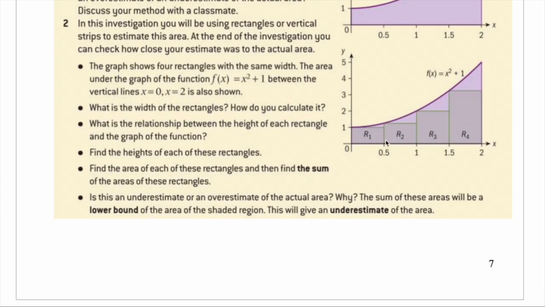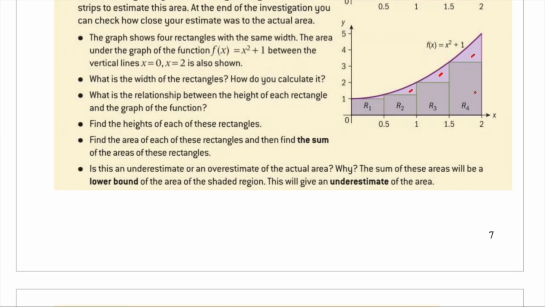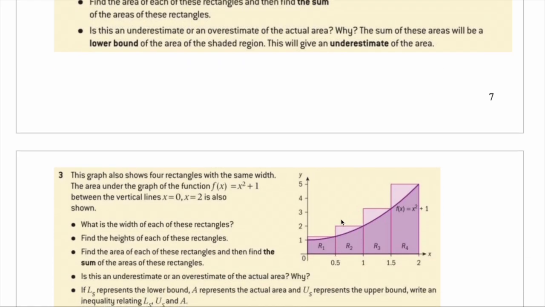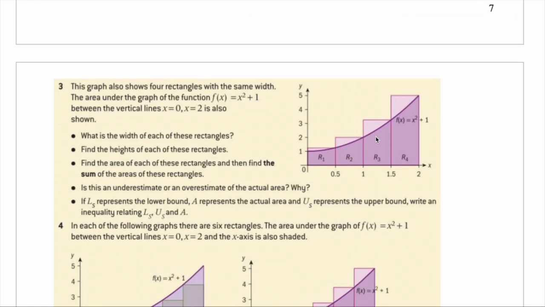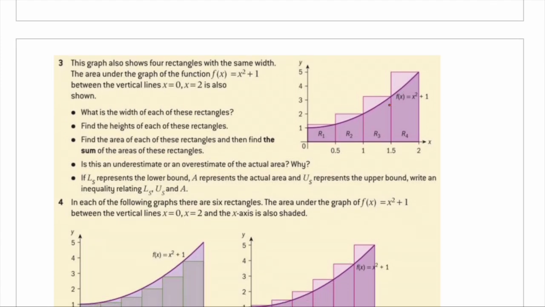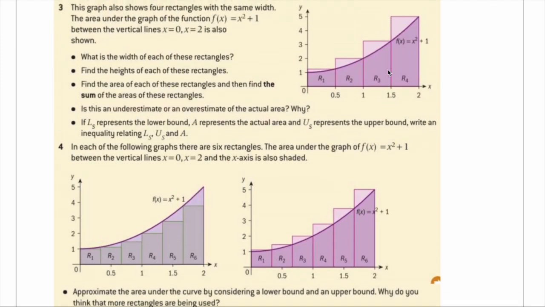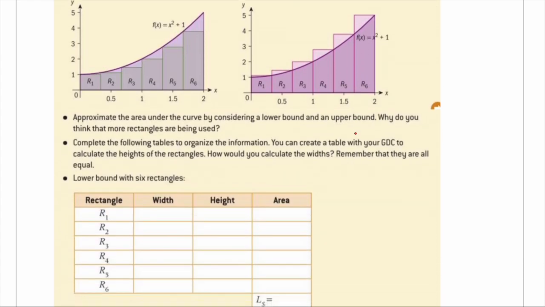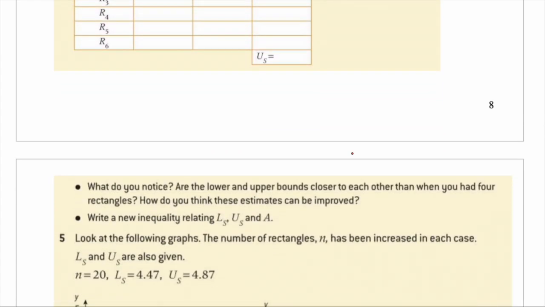Now, if you use these rectangles here, you have an underestimate because you're not using these little areas right here, right? So it's not going to be perfect, but it's going to be fairly close. If you use these rectangles, your area is going to be too big, okay? So you want to try to get something in between, or you want to make your rectangles smaller, okay?